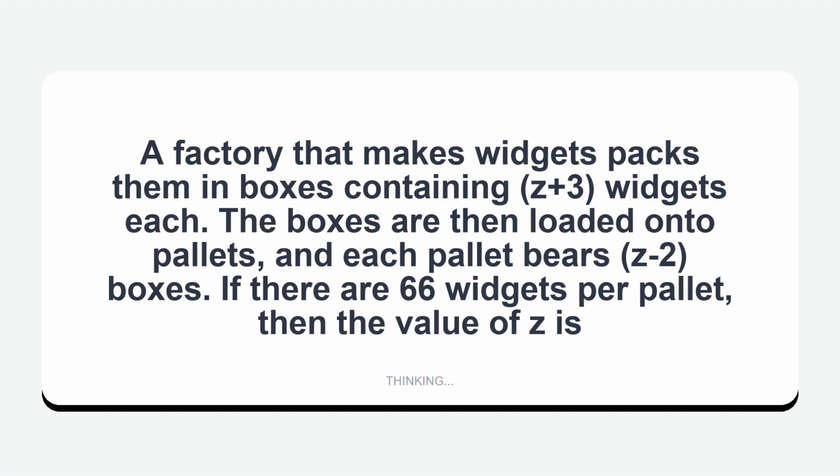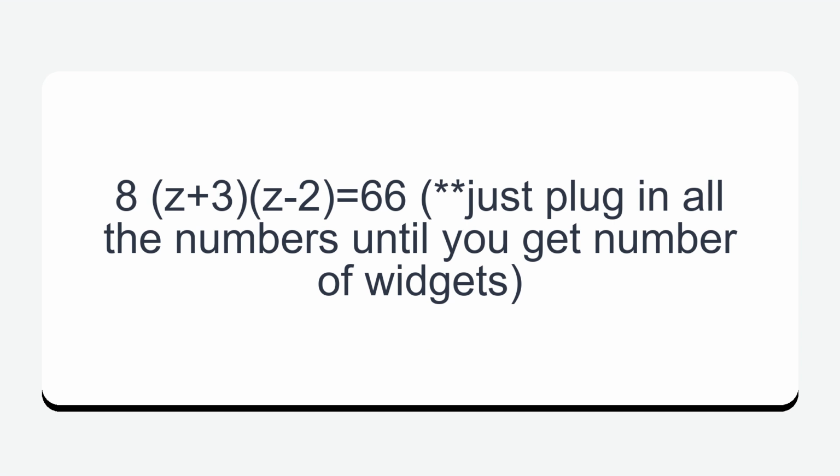A factory that makes widgets packs them in boxes containing Z+3 widgets each. The boxes are then loaded onto pallets, and each pallet bears Z² boxes. If there are 66 widgets per pallet, then the value of Z is 8. (Z+3)(Z²) equals 66. Just plug in all the numbers until you get the number of widgets.